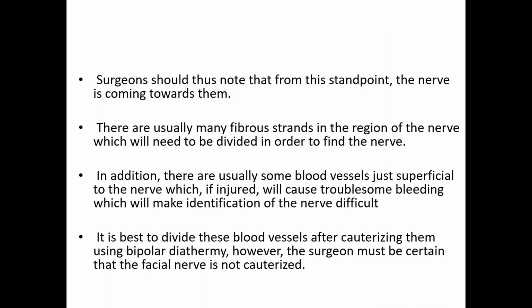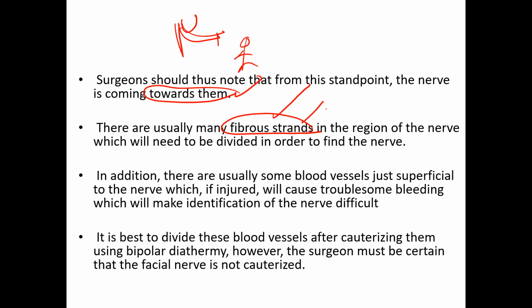Surgeons should note that from this point, the nerve is coming towards them. So from this point, when you take the styloid process, the nerve is coming towards us, towards the surgeon. The surgeon is standing like this and doing the surgery. There are usually many fibrous strands in the region of the nerve, which will need to be divided in order to find the nerve. Before you get a result, you have to do a lot of hard work. This is the digastric muscle, this is the sternocleidomastoid muscle, this is the styloid process, this is the mastoid process. Many things will be there. All those things should be divided in order to find the nerve.